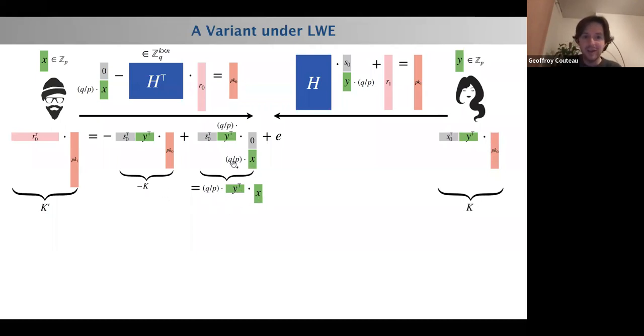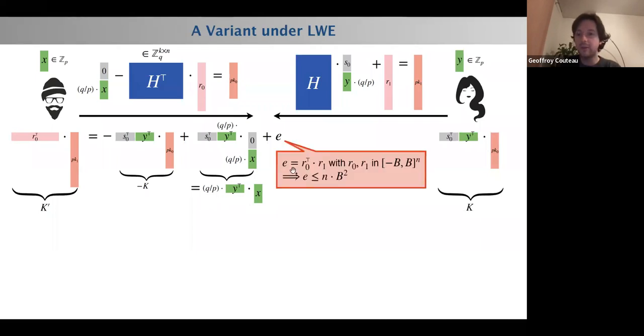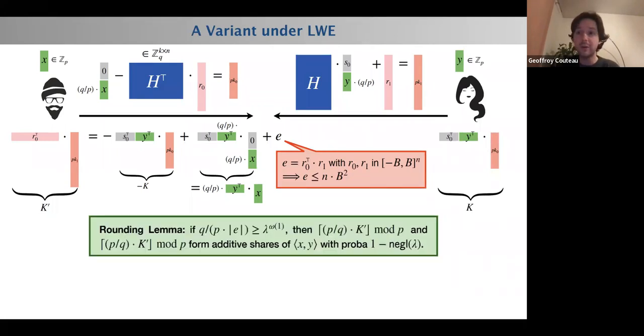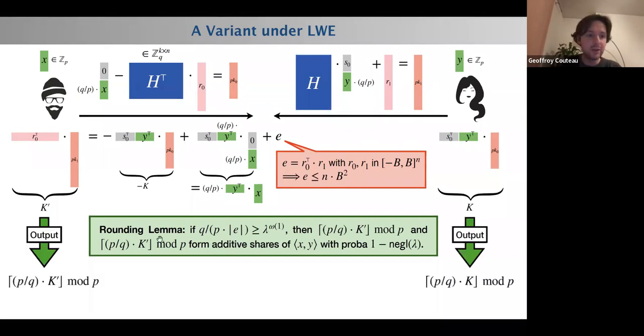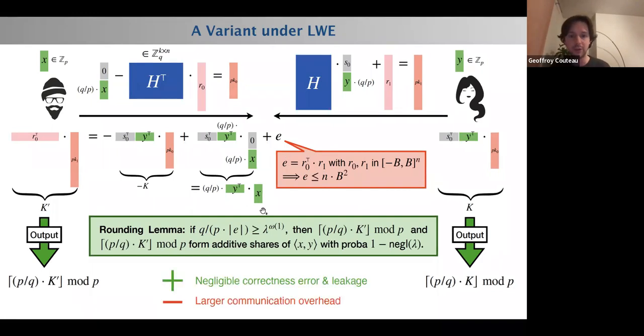So now what you have is additive shares of some inner product scaled by some factor plus some noise term. And now this noise term is small in magnitude because it was computed as the inner product between two noise terms, which are small in magnitude. And we can invoke at this stage a well-known lemma, which is called the rounding lemma, which states that if Q is sufficiently larger than P and the noise magnitude, then the parties can just locally round their noisy shares of the inner product and directly recover additive shares of the inner product without any noise, with overwhelming probability and without using any additional communication.